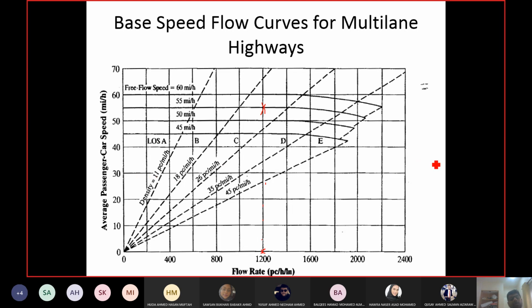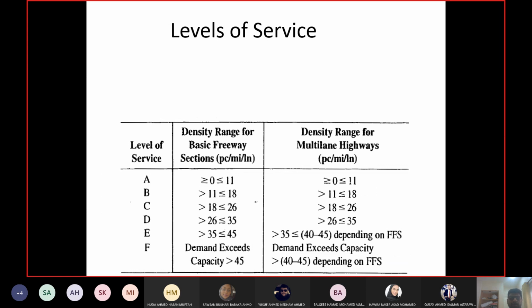So you take the inverse of 11, this will give you the slope of the line of level of service A. Okay, and then you plot a line from the origin with this slope. For B, the range is from 11 to 18. So you find the inverse of 18 and plot a line having that slope on this curve, and so on. Okay, this is how they have plotted. If you want to plot it for your highway, you can do it in this manner. And these are the ranges, okay, these are the ranges I was talking about. So they are given.